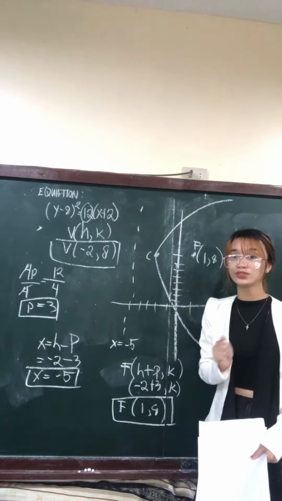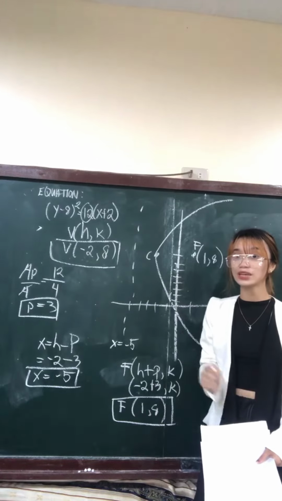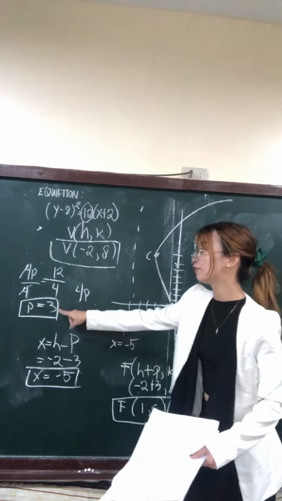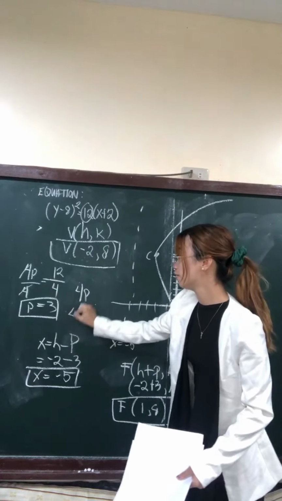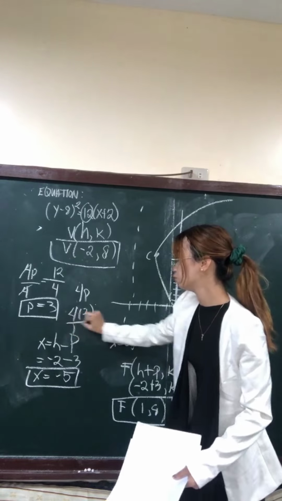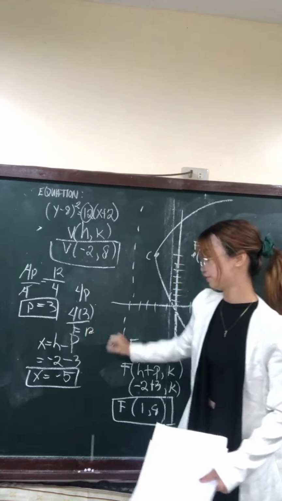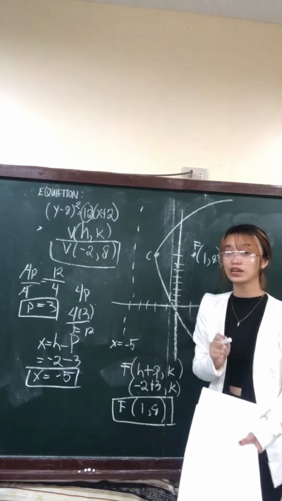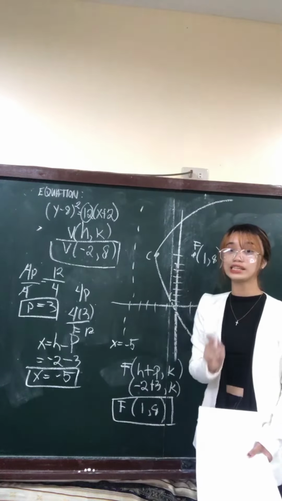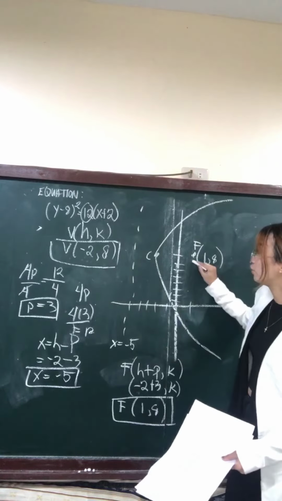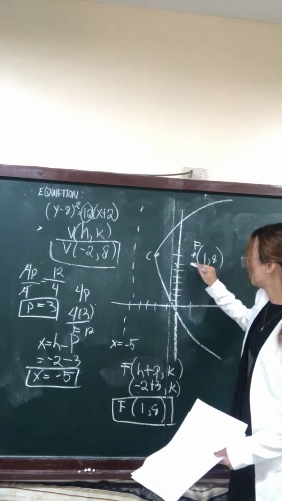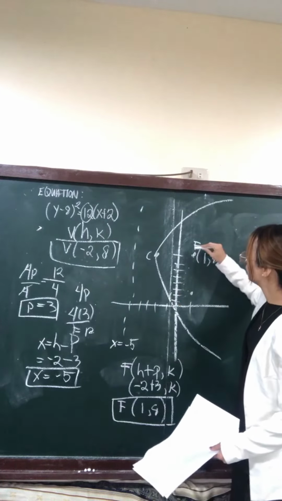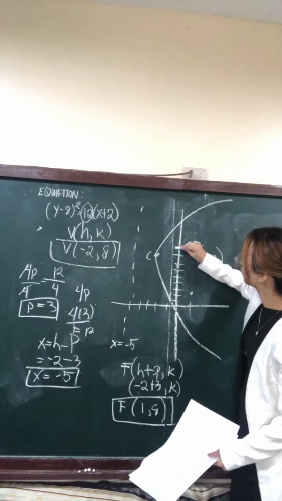Let's now go to the latus rectum. It is always equal to 4p. And as p is equal to 3, 4 times 3 is equal to 12. And we have the latus rectum 1 and the latus rectum 2. So 12 divided by 2 is equal to 6. So we have to go down 6 units: 1, 2, 3, 4, 5, 6. And 6 units up: 1, 2, 3, 4, 5, 6.